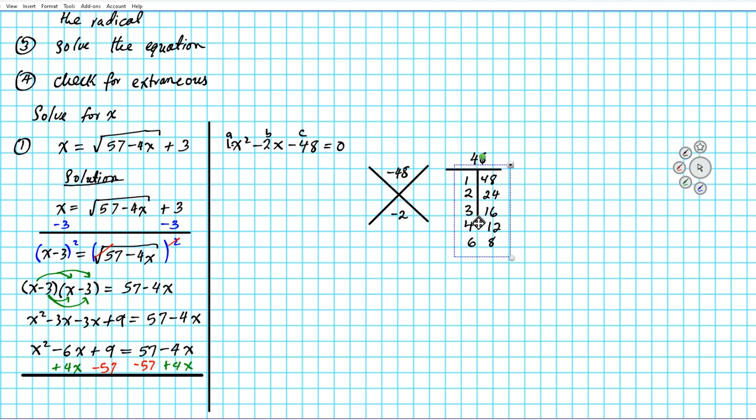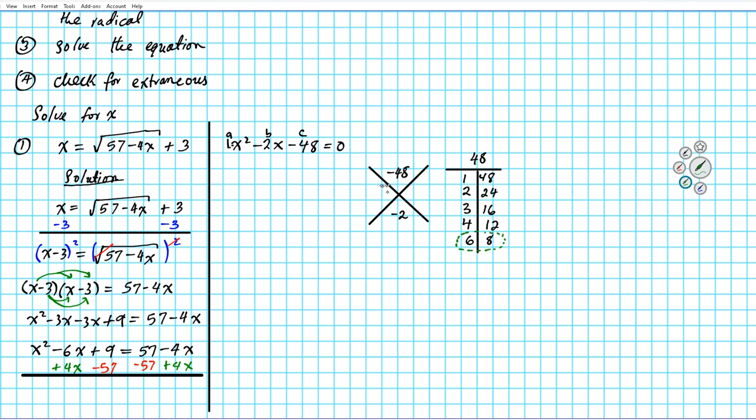7 doesn't go into 48, right? So that's all the integer pairs that multiply to give us 48. All right, so the question now is, which of these pairs of integers multiply to give us negative 48 and add to give us negative 2? Either addition or subtraction, we can clearly see that the 6-8 pair will suffice here.